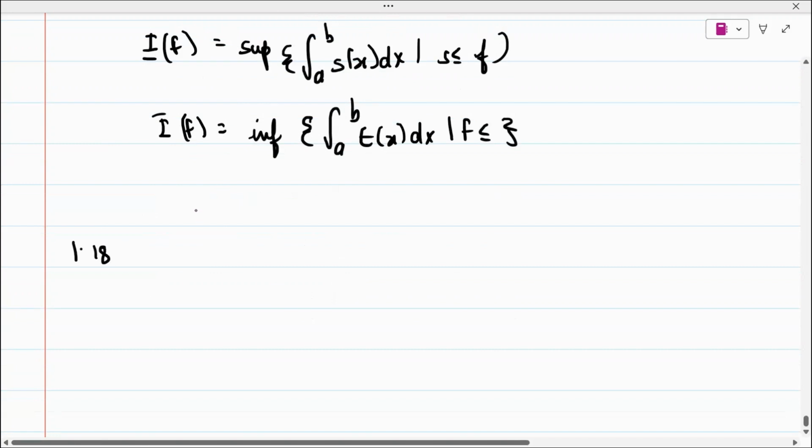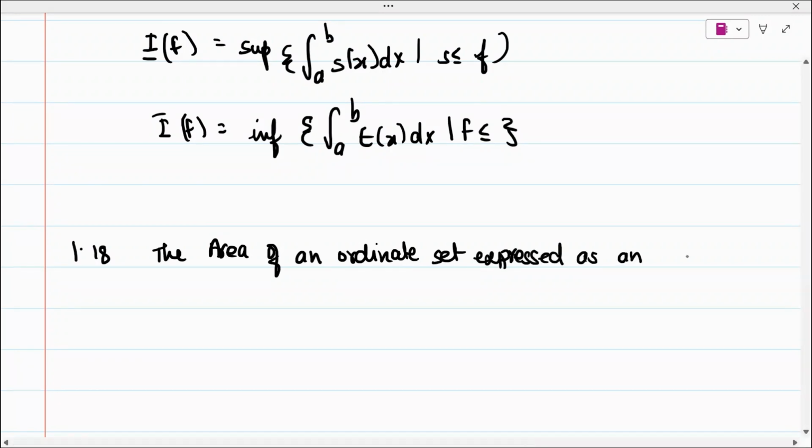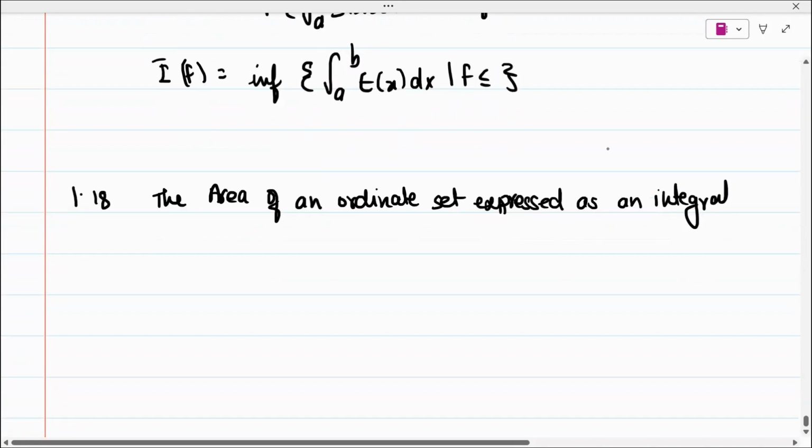Now we come to the general function: the area of an ordinate set expressed as an integral. We showed that the area of the ordinate set of a non-negative step function is equal to the integral of the function. Now we'll show that the area of the ordinate set of a non-negative bounded function is equal to the integral of the function. So first let's state the theorem and then we'll prove it.